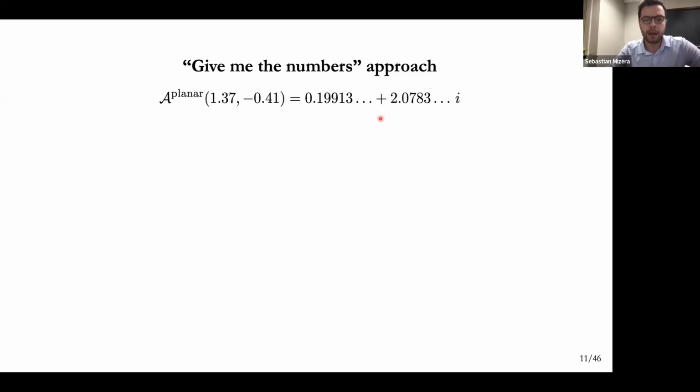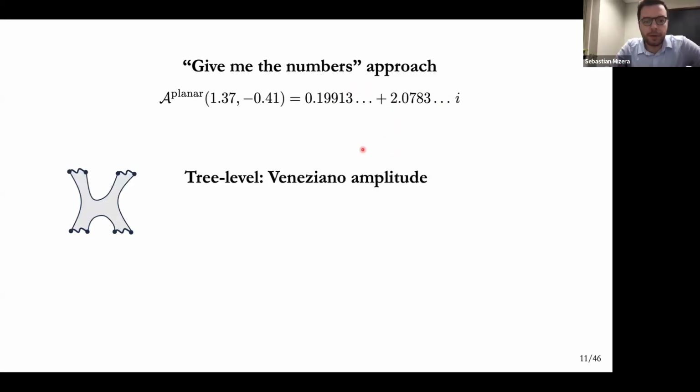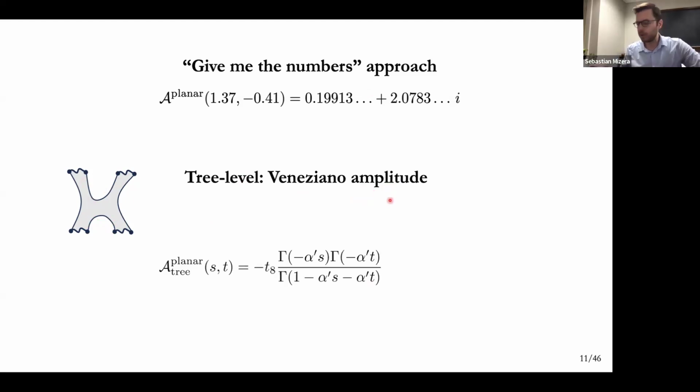So as we'll discover, this can actually be achieved at tree level, but at one loop, at higher loops, it turns out to be a very difficult task. So let me review what happens at tree level. So tree level was this kind of worldsheet, and this is known as the Veneziano amplitude, which is given by this famous formula.